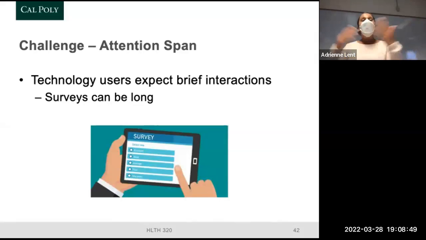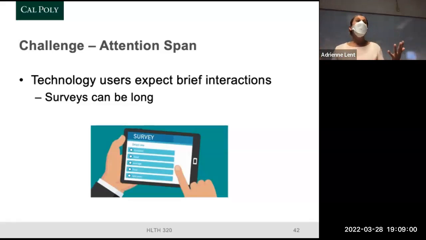And when we're talking about technology and health promotion, you have to understand that people who are using technology expect very brief interactions with whatever it is that you're doing, right?